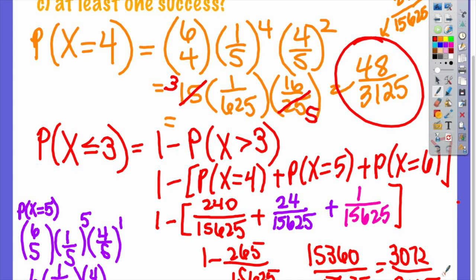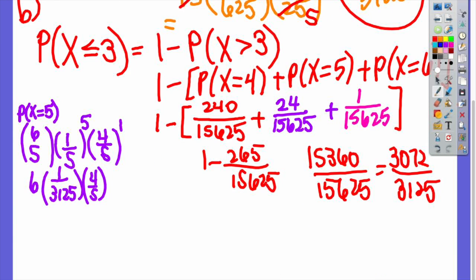Now it says at least 1 success. So at least 1 success means the probability of 1, 2, 3, 4, 5, or 6. It's not 0. Find out what 0 is and then subtract. So this is the answer to B. This was A. So how do we find the probability of 0?